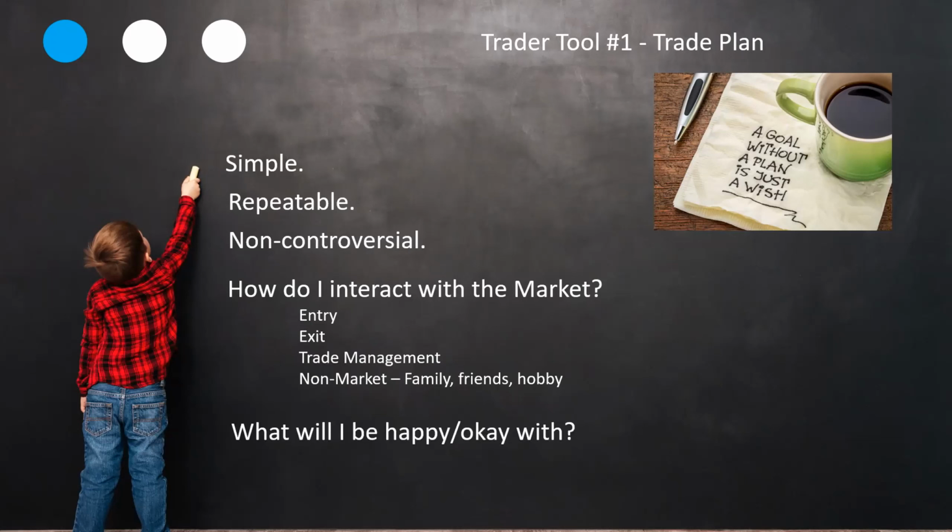Write in your plan what you're going to be happy and okay with. Am I going to be okay if I make $10 a day? Am I going to be happy and okay if I make 100, or 1%, or 0.5%, or 3% on my account? Those are the things that need to be identified, and you seriously need to have it identified, or you're just throwing darts at the wall.